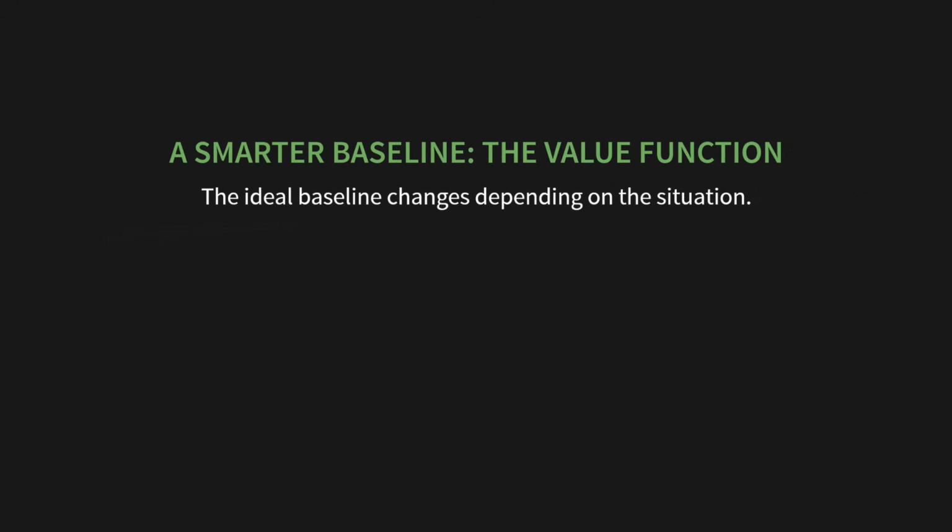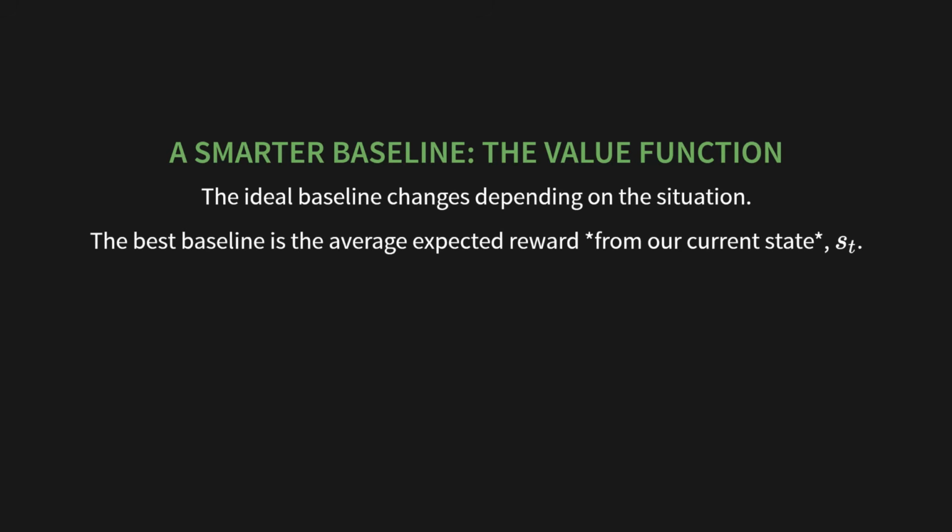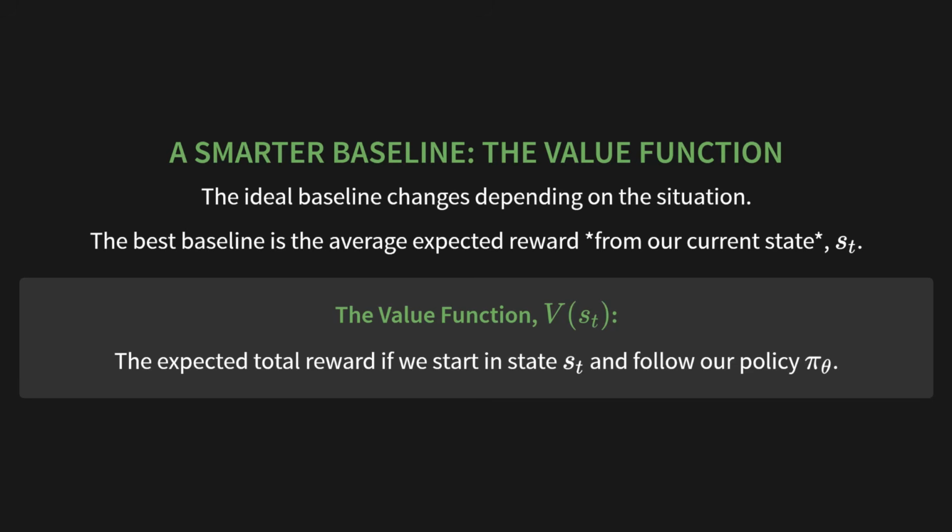We need the value function. See, the ideal baseline changes depending on the situation you're in. So the best baseline is the average expected reward from our current state, s sub t. This is called the value function, written as v of s sub t. It's the expected total reward if we start in a specific state and then just follow our policy.